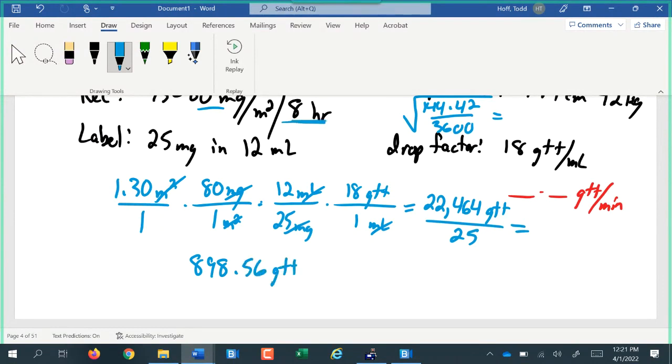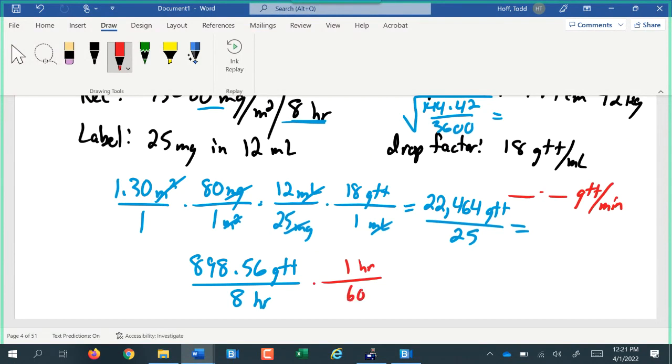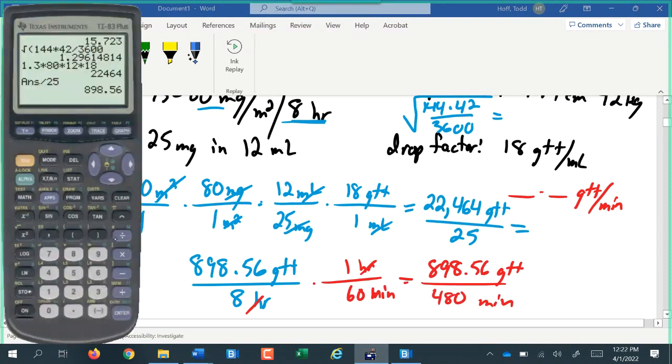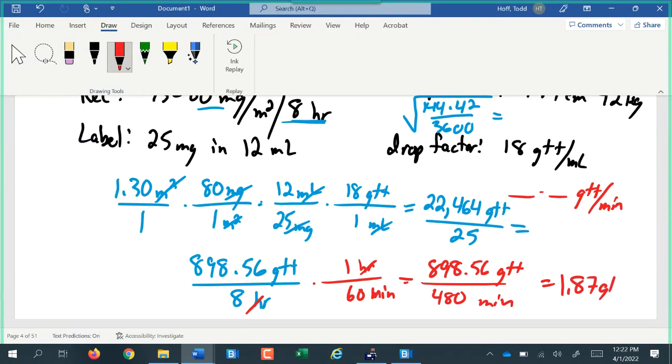Now we've got to bring in the time, that 8 hours, and then we'll have to convert that. 1 hour is 60 minutes. So on top, it's still 898.56 drops. The hours have canceled out. On bottom, 8 times 60 is 480 minutes. So take the 898.56 divided by 480. We get 1.87 drops per minute. Now that is the maximum. We have to find the minimum using the titration.